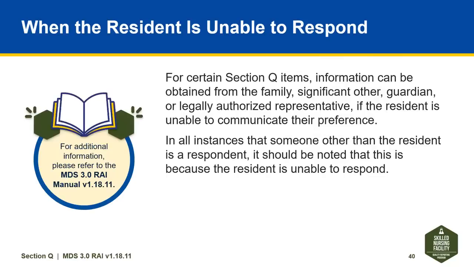As in the example just described, there may be instances in which the resident is unable to communicate their preference. For certain Section Q items, information can be obtained from the family, significant other, guardian, or legally authorized representative if the resident is unable to communicate their preference. In all instances that someone other than the resident is a respondent, it should be noted that this is because the resident is unable to respond.